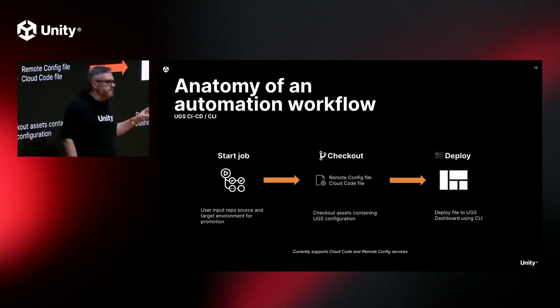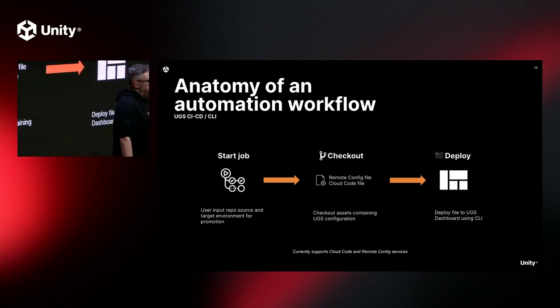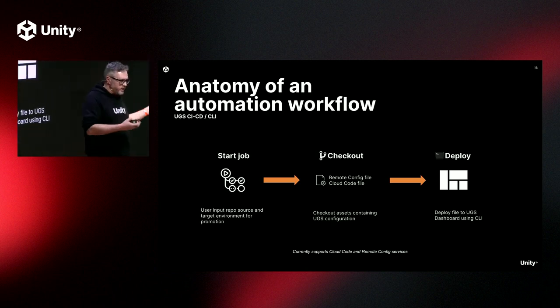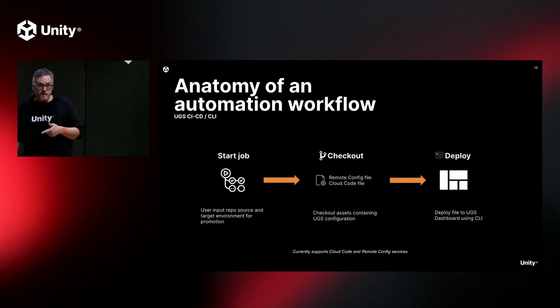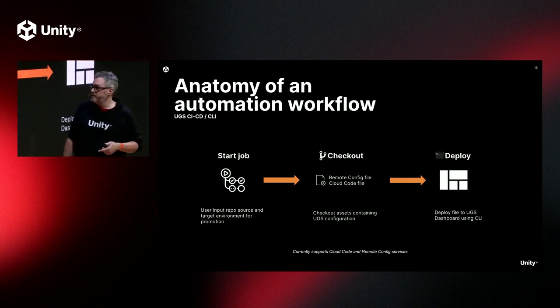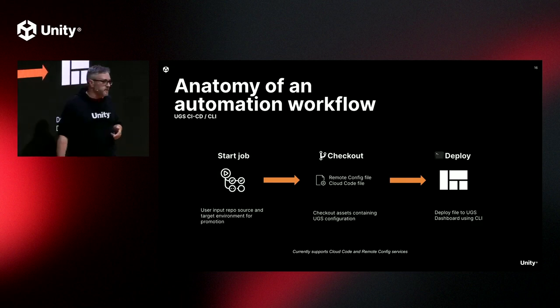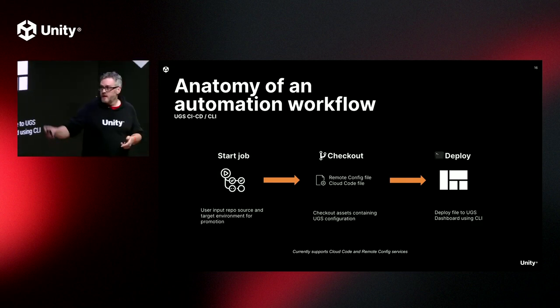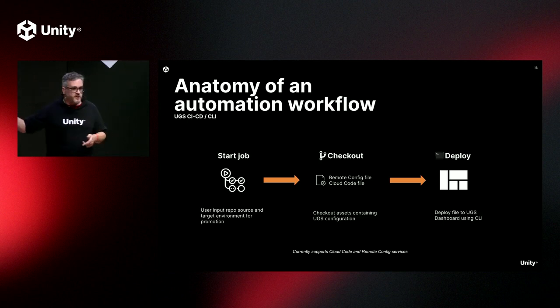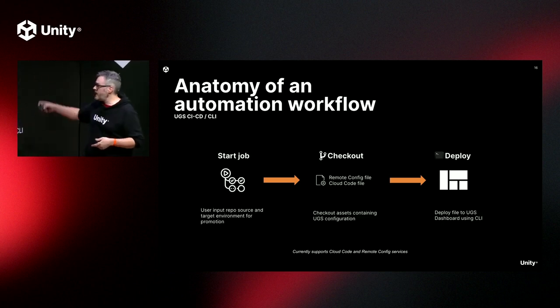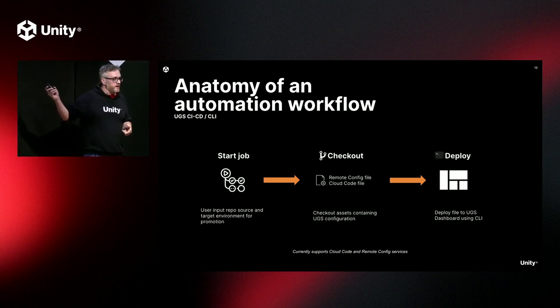The job needs two inputs. One is the repository where the assets live, where the source lives. And the next one is, where do you want to push that configuration? The target environment. What the job's going to do is basically two things. Check out the code on the branch you're going to target, and then it's going to deploy your configuration.